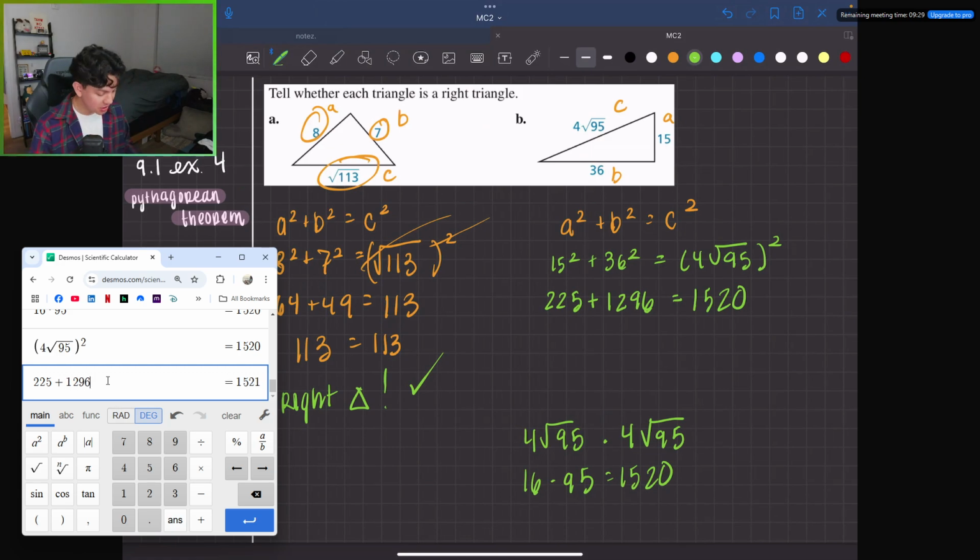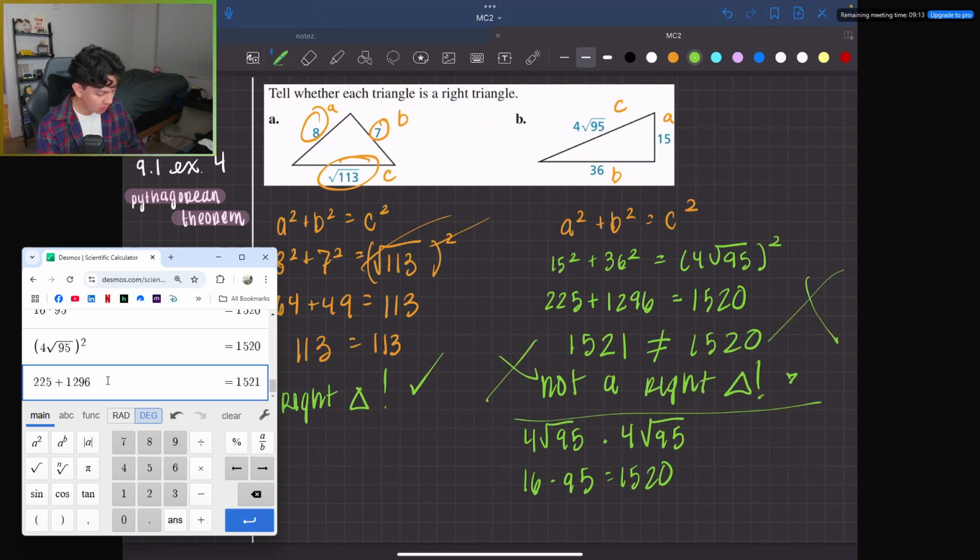225 plus 1,296 equals 1,521. Is that the same thing as 1,520? It is not. Therefore, not a right triangle. Boom, boom. It's not. Okay, that's it.